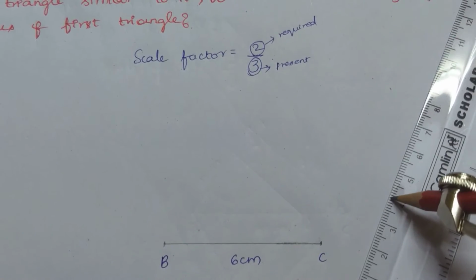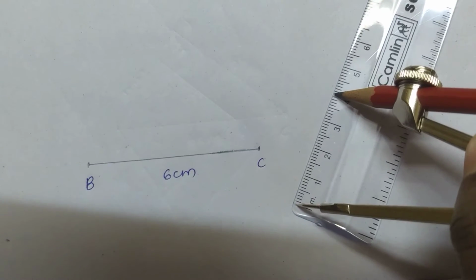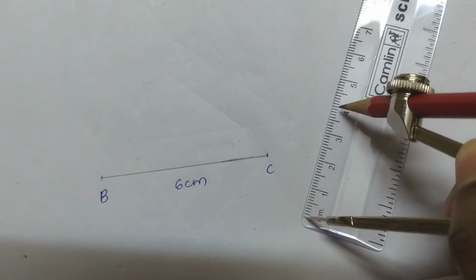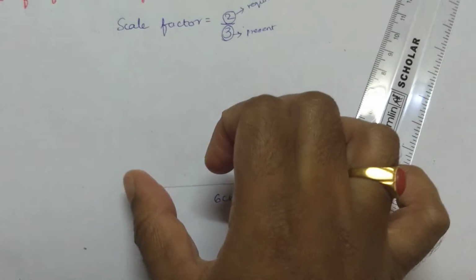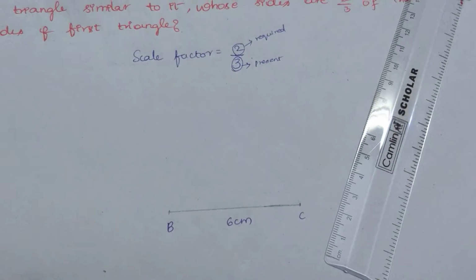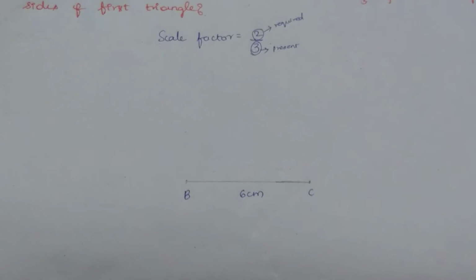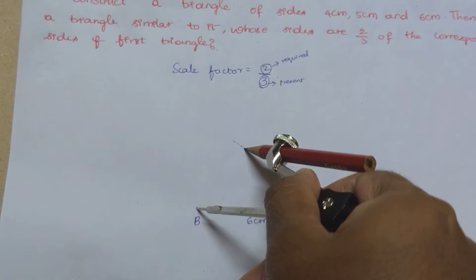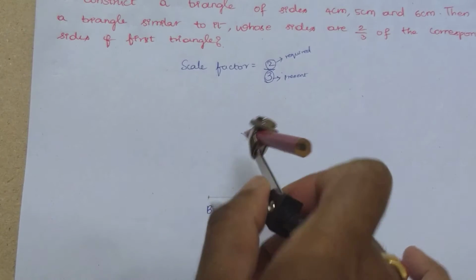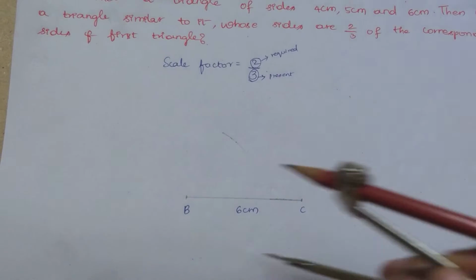When you see here, it's 4 centimeters, correct? See that? It's 4. Now I will take 4 centimeters and draw an arc from B. Let's do that now. 4 centimeters from B, I will draw. You can draw it from C also, but here I am drawing from B.